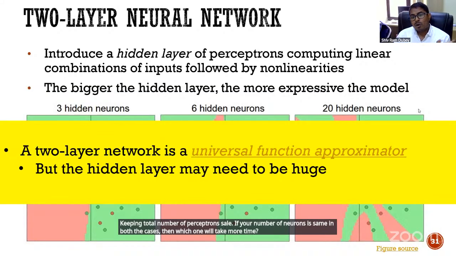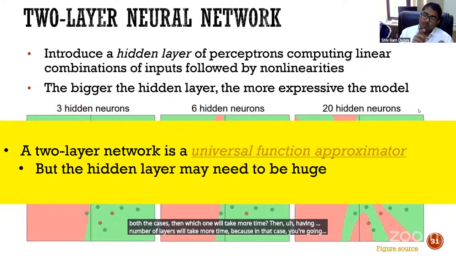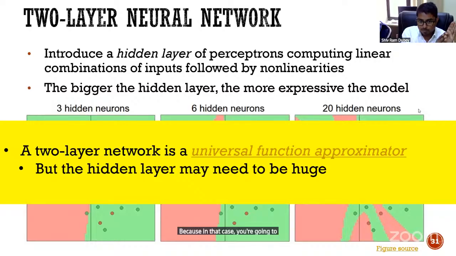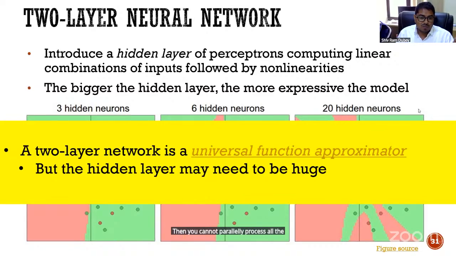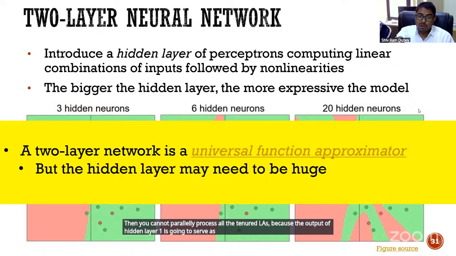Having more layers will take more time, because in that case you are going to pass the output of one layer as the input to the next layer, and you are going to do that particular task multiple times. But if you are doing it only once, then using a GPU you can do parallel processing, and in one go you can compute if you have only one hidden layer. But suppose you have 10 hidden layers, then you cannot process all the 10 hidden layers in parallel, because the output of hidden layer 1 is going to serve as the input to hidden layer 2. So without processing hidden layer 1, hidden layer 2 cannot be processed. So there it will take more time.